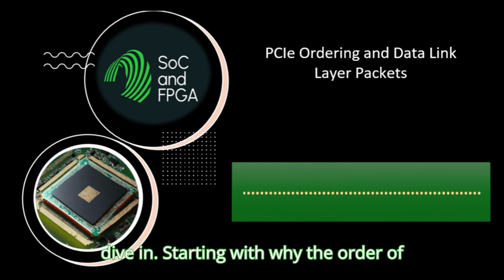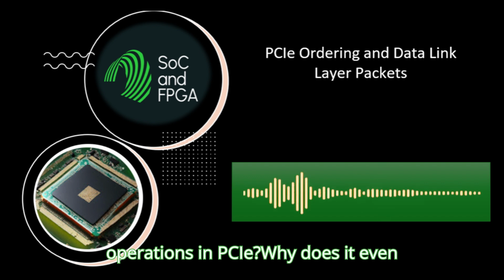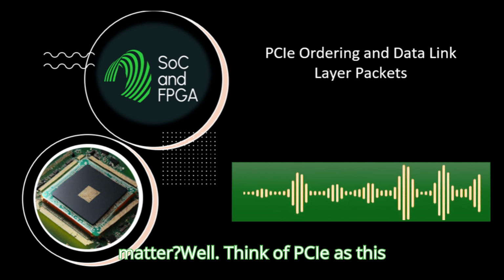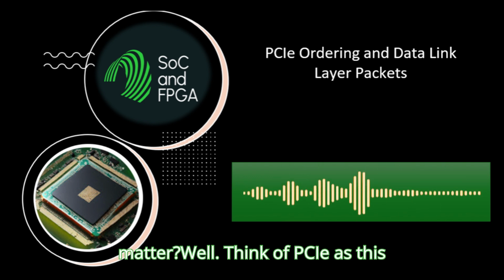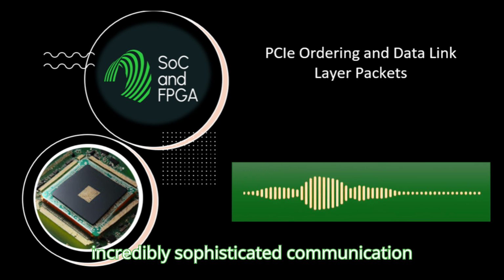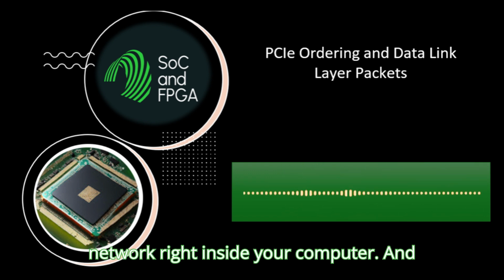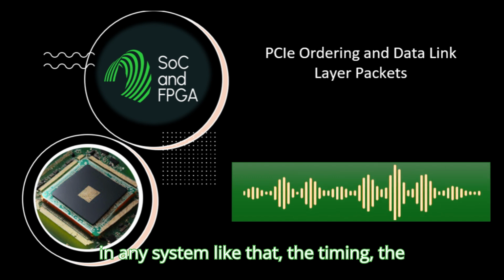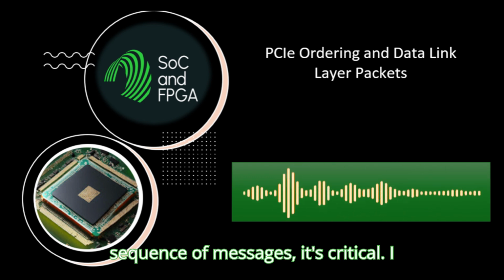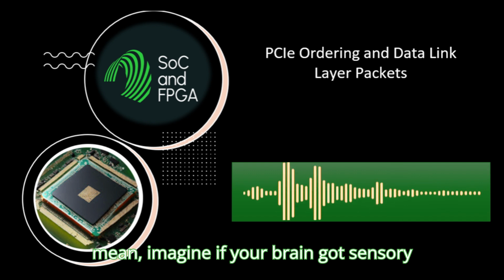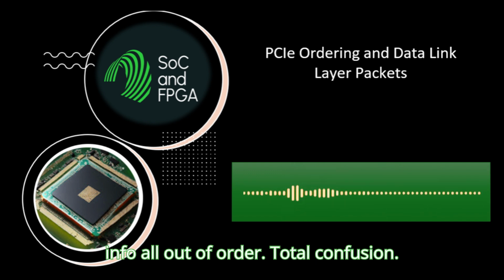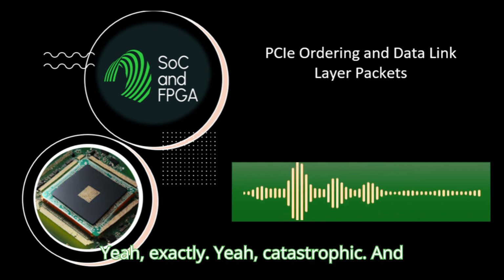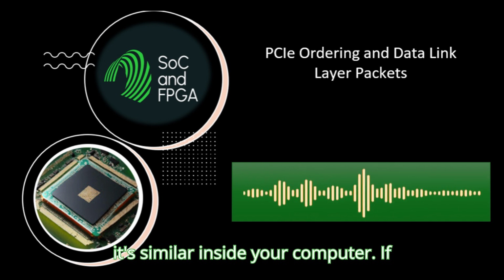Okay, let's dive in. Starting with why the order of operations in PCIe, why does it even matter? Well, think of PCIe as this incredibly sophisticated communication network inside your computer. And in any system like that, the timing, the sequence of messages, is critical. I mean, imagine if your brain got sensory info all out of order. Total confusion. Yeah, exactly. Catastrophic. And it's similar inside your computer.